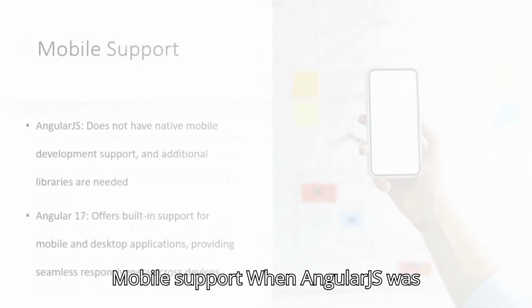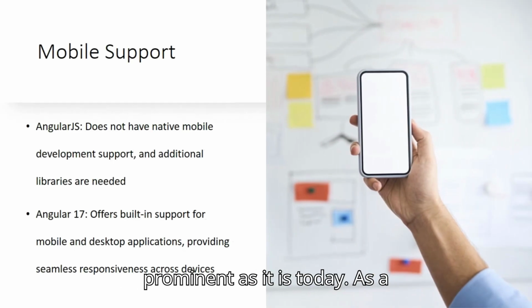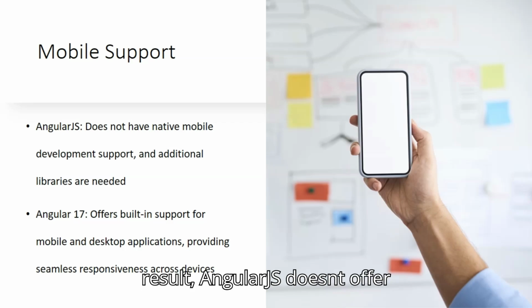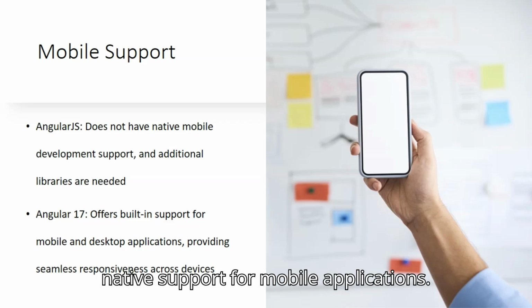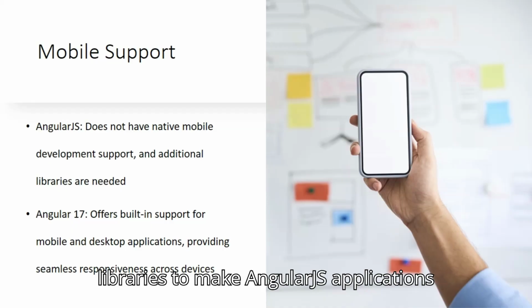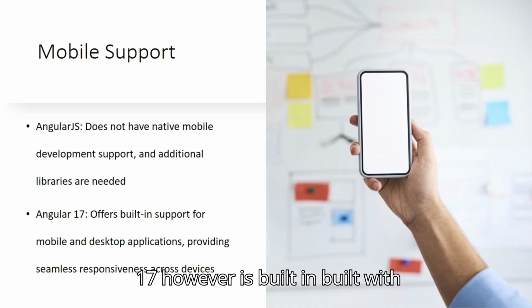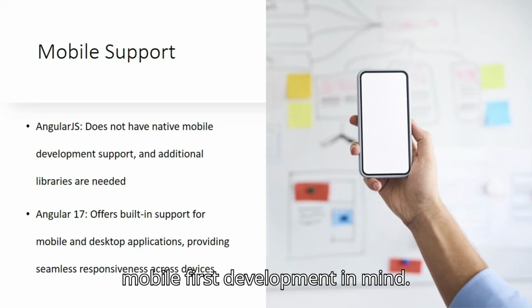Mobile support. When AngularJS was developed, mobile development was not as prominent as it is today. As a result, AngularJS doesn't offer native support for mobile applications. Developers had to rely on additional libraries to make AngularJS applications responsive on mobile devices. Angular 17, however, is built with mobile first development in mind.